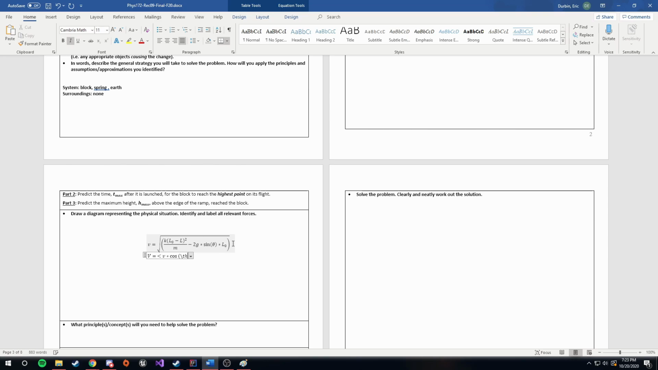What is it? V cosine theta? Is this how you do that? I'm kind of stupid. Yeah, and then v sine theta. 0.